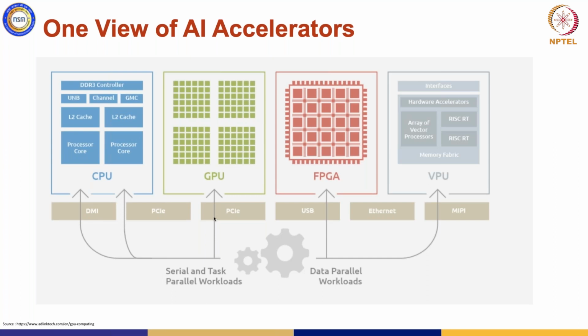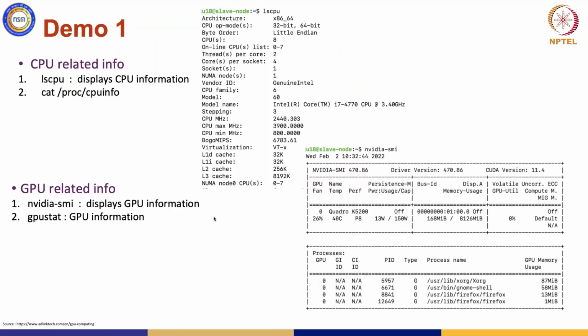So this is the gist of how you can split your workload among these various categories of accelerators. Now, let us try to do a demo. We are trying to work on a CPU, which might be a multi-core CPU, and then you can work on different types of GPUs. So let us try to do a hands-on with these two commands, which are written here.